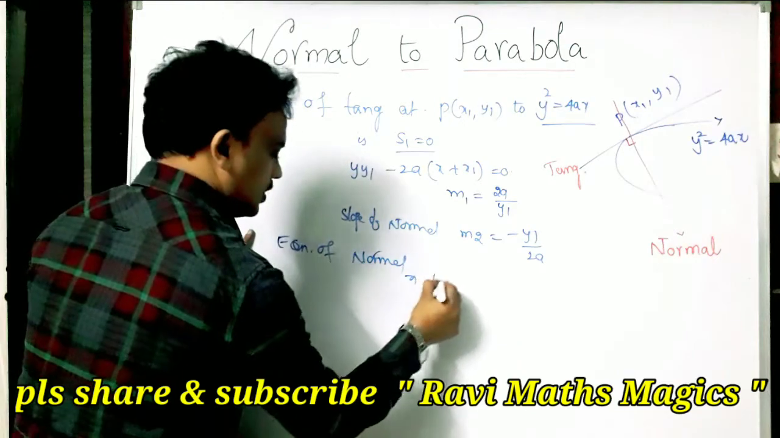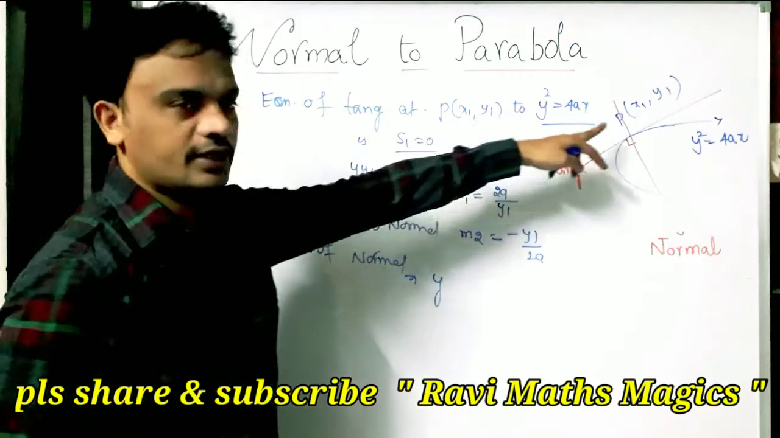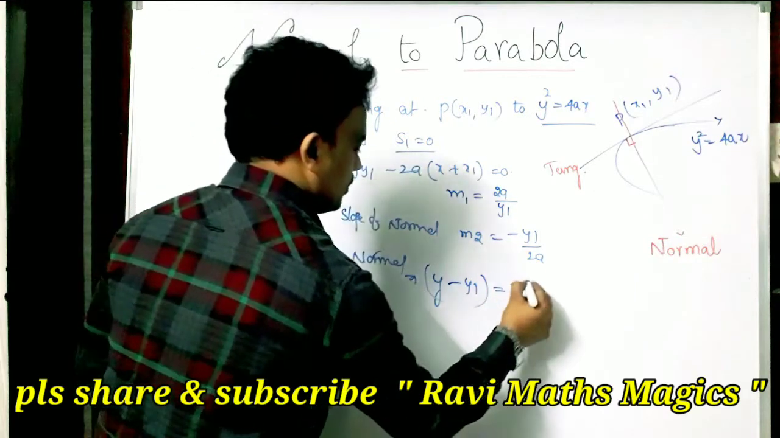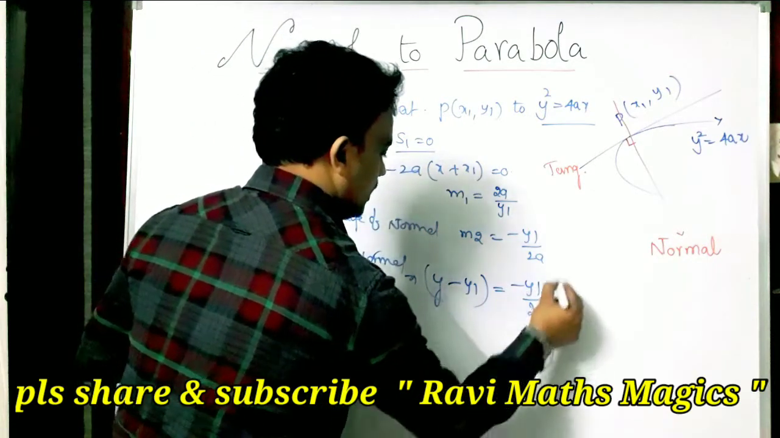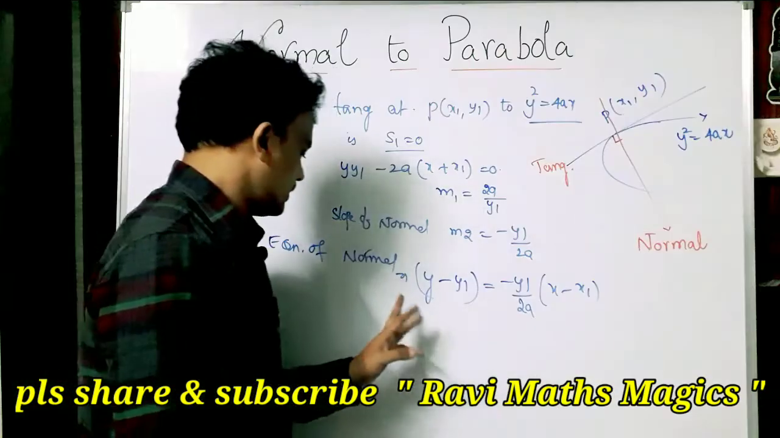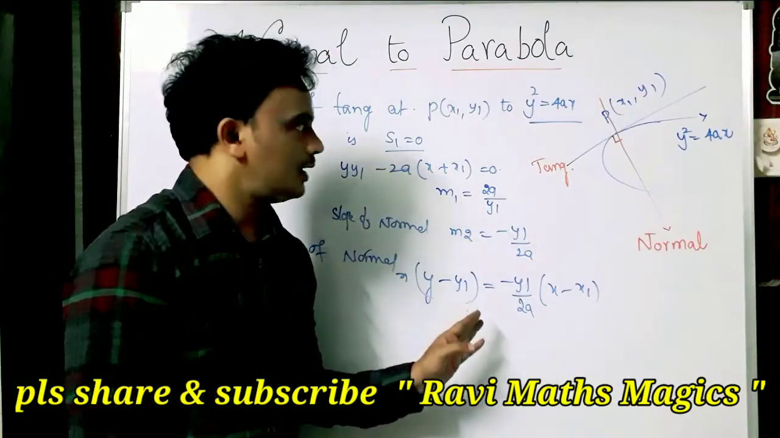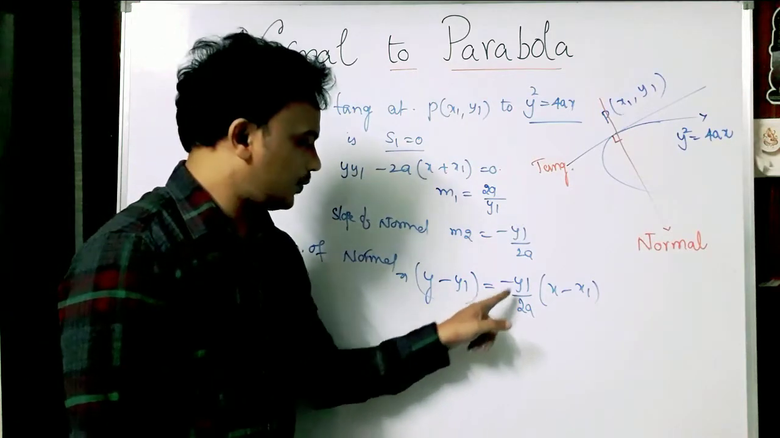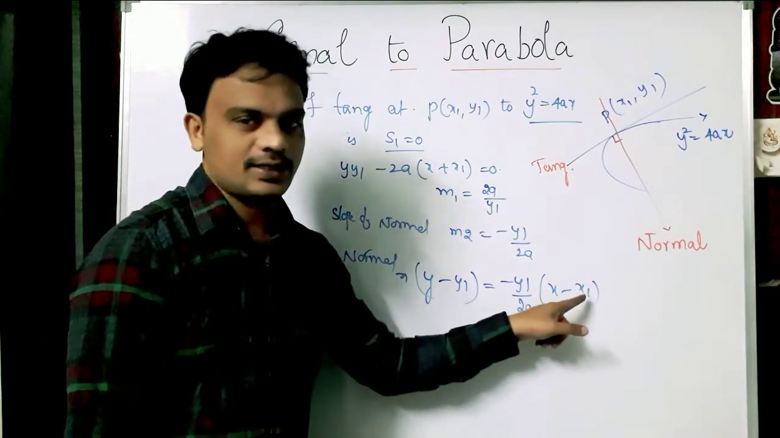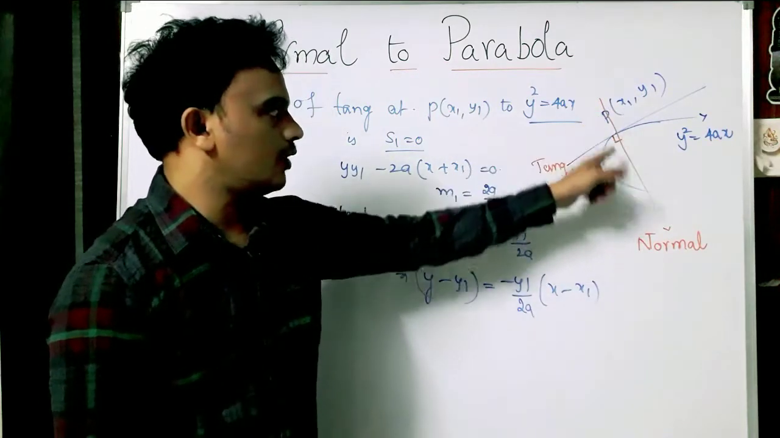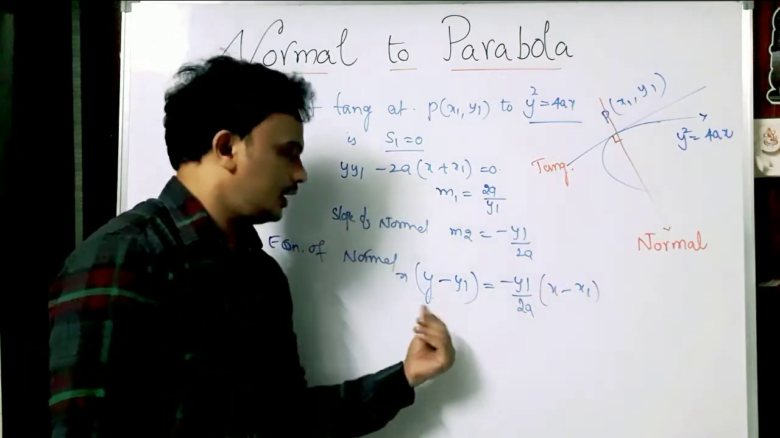Now I am going to find the equation of the normal at the point P. So y minus y1 equals minus y1 by 2a of (x minus x1). This is the equation of the normal at the given point P (x1, y1) on the parabola.